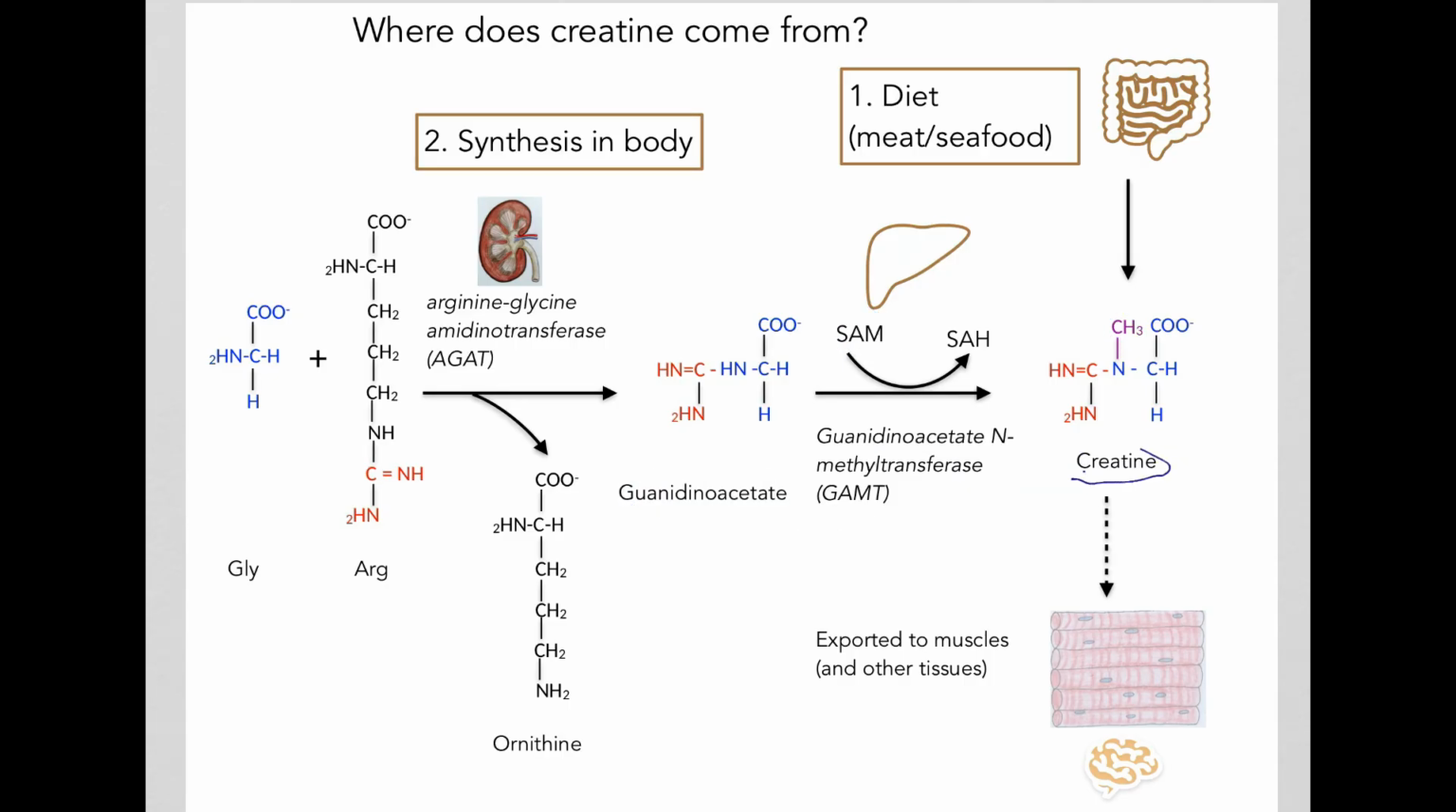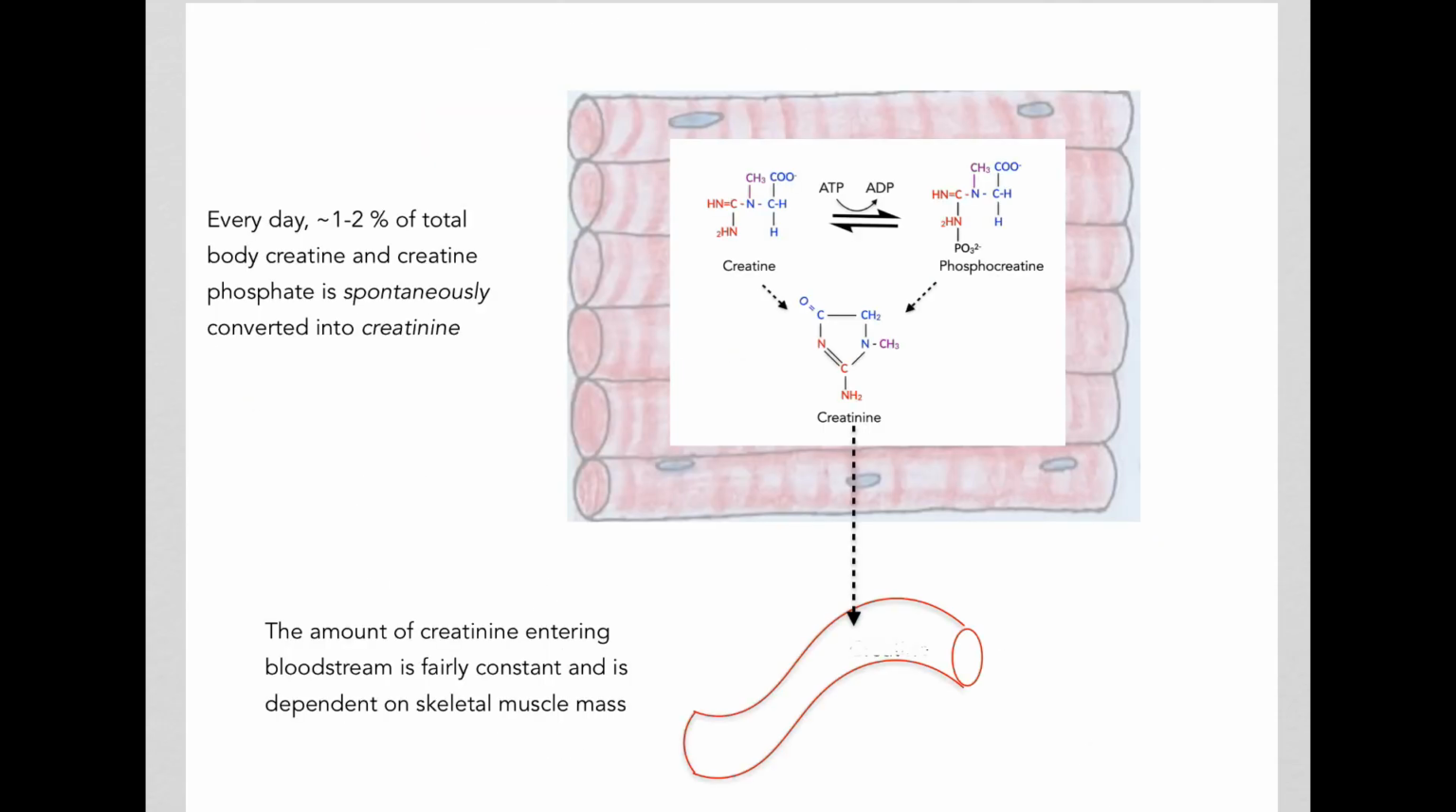So creatine can come from the diet as well as synthesis in the body. The creatine is then transported from the liver to various tissues, especially the muscles. In the muscles, about 70% of the creatine is converted into phosphocreatine.